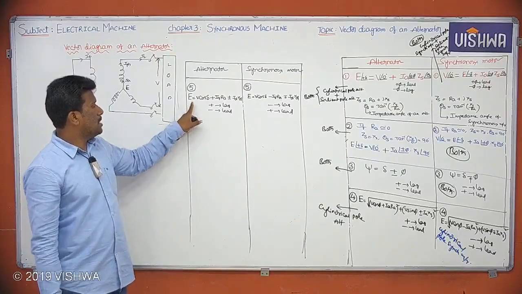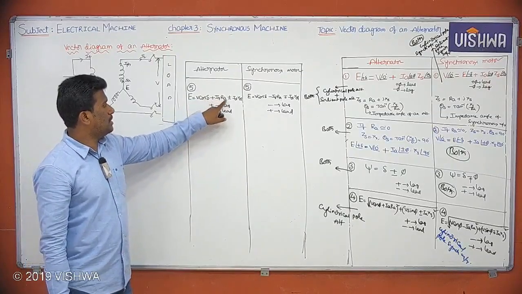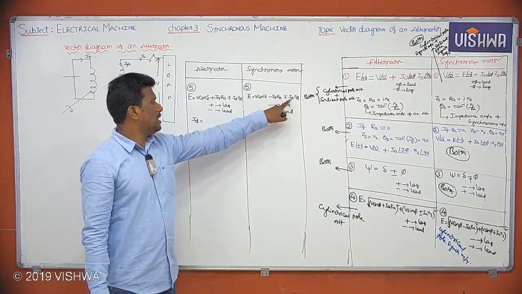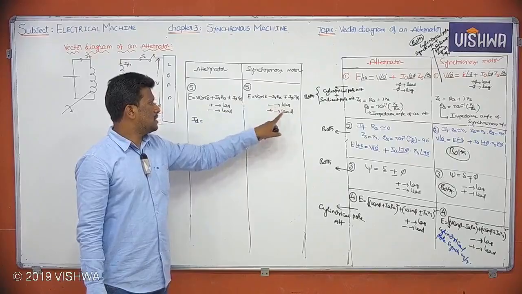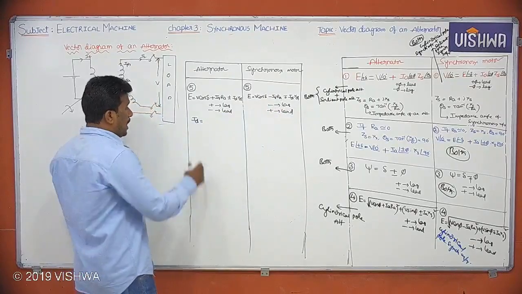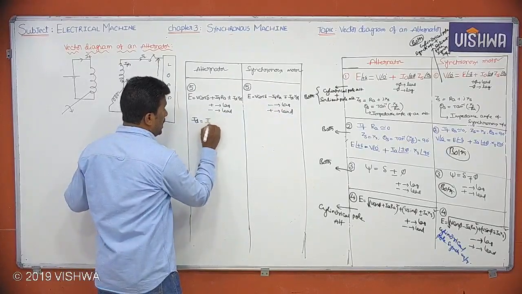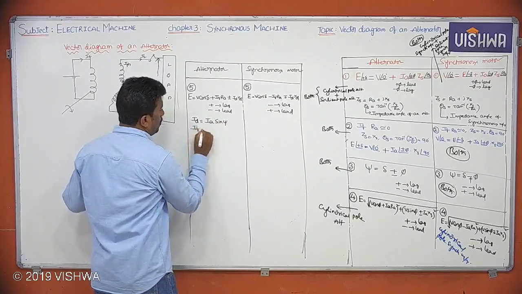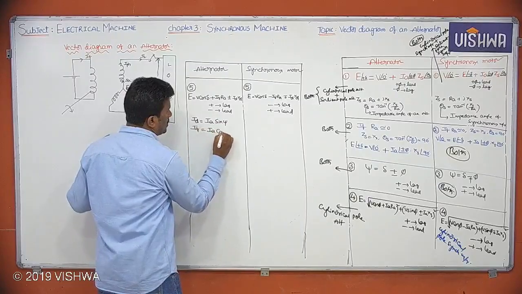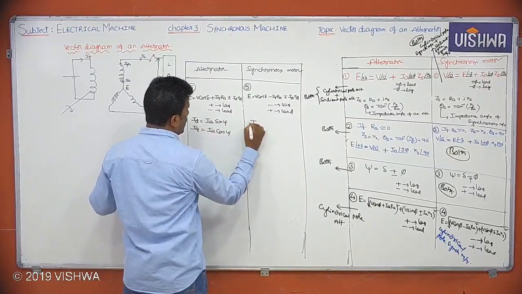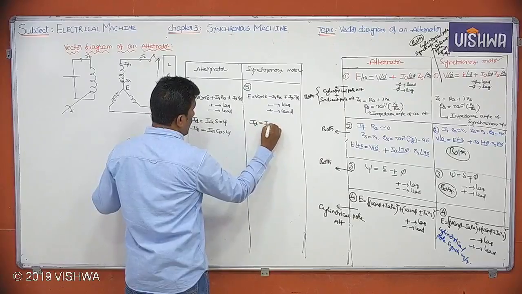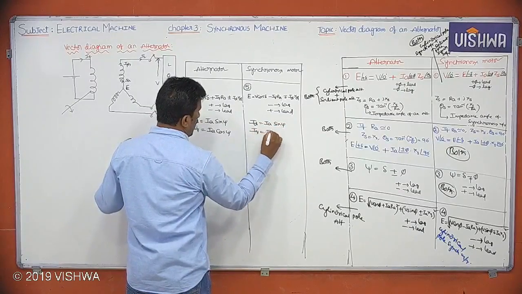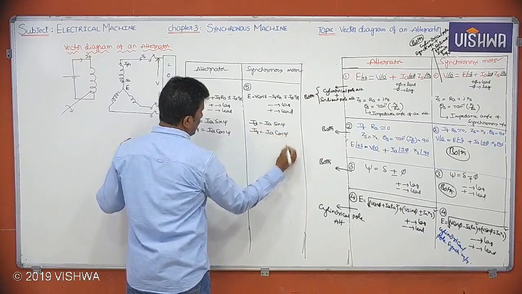Before that, please see. E equal to V cos delta plus IQRA plus or minus IDXD. E equal to V cos delta minus IQRA minus R plus IDXD. Minus is for lag, plus is for lead. Where ID is equal to IA sin psi, IQ equal to IA cos psi. These are the same. ID equal to IA sin psi, IQ equal to IA cos psi.